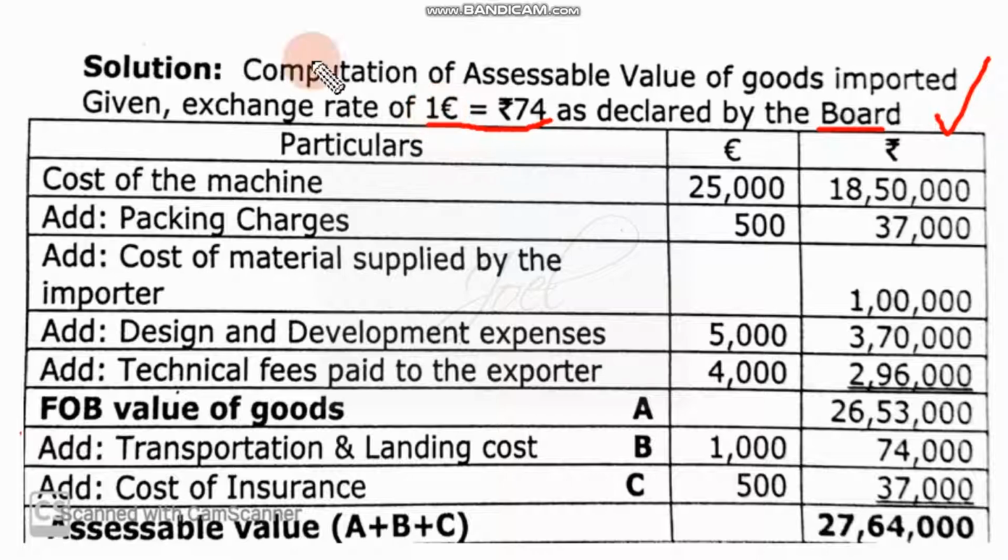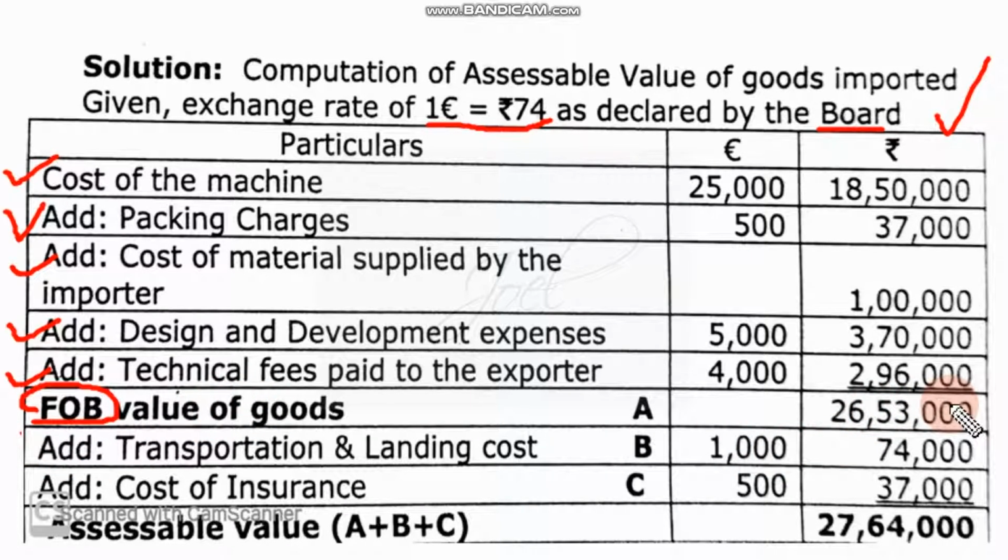Now what all items are to be added? As I told you, cost of the machine we are going to add. 25,000 euros we are converting into Indian rupees. Packing we are going to add. So we have seen all these items: cost of the material supplied by the importer, design and development charges which are paid later, but still it is related to the product itself. Technical fees are paid a little later, but we are going to consider them. So the total of all these things is known as the FOB value of the goods, FOB price, free on board charges.